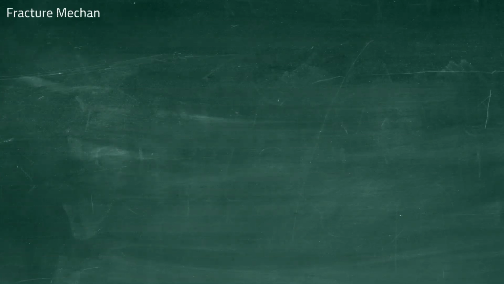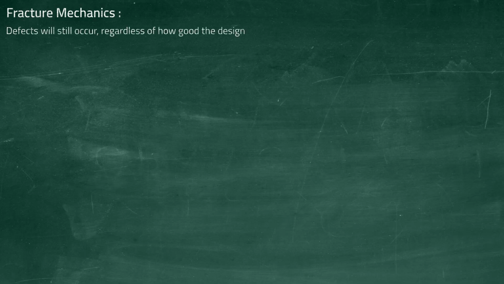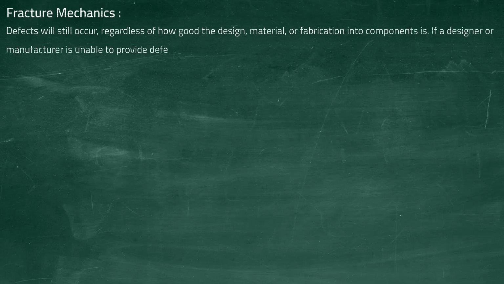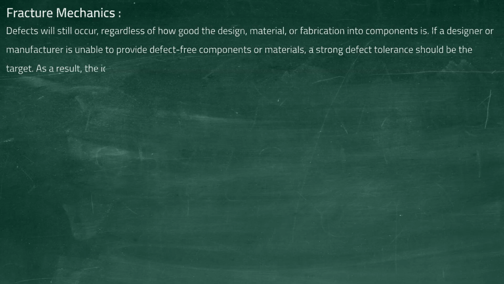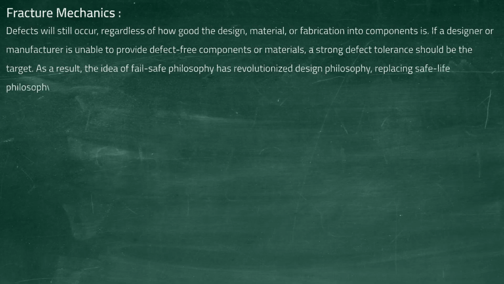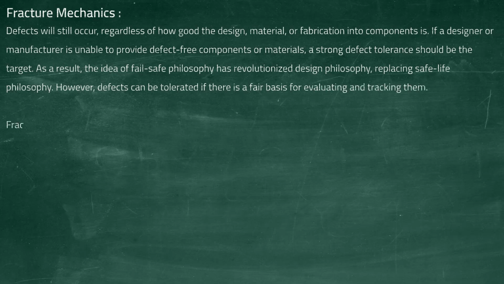Fracture mechanics. Defects will still occur, regardless of how good the design, material, or fabrication into components is. If a designer or manufacturer is unable to provide defect-free components or materials, a strong defect tolerance should be the target. As a result, the idea of fail-safe philosophy has revolutionized design philosophy, replacing safe-life philosophy. However, defects can be tolerated if there is a fair basis for evaluating and tracking them.